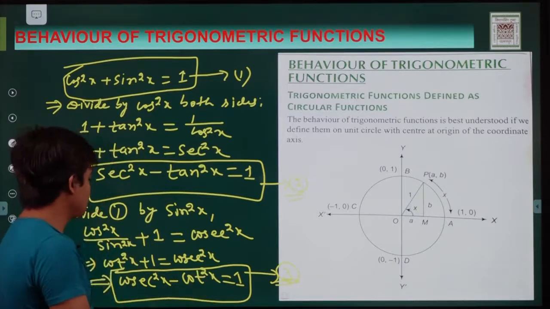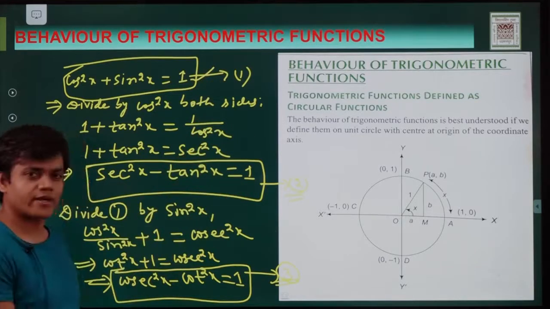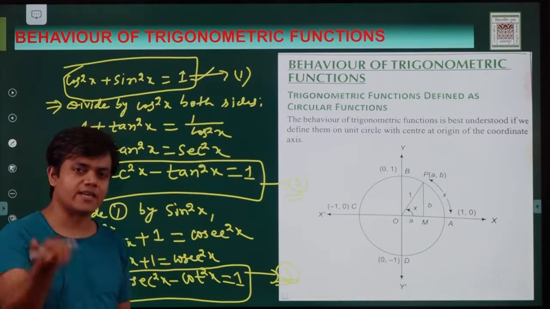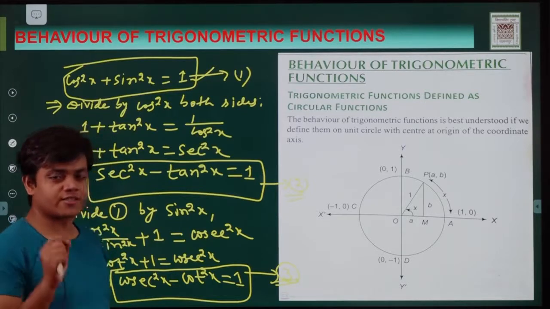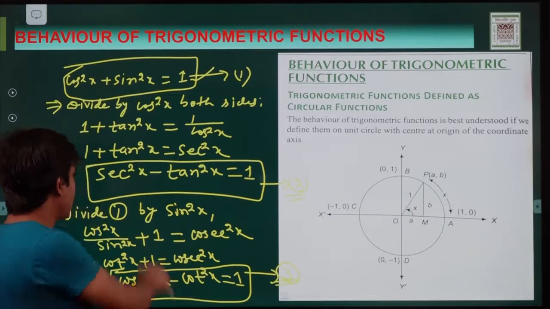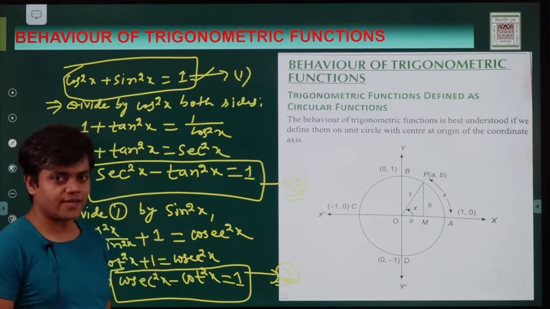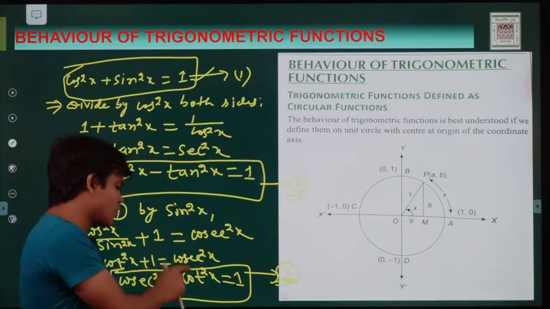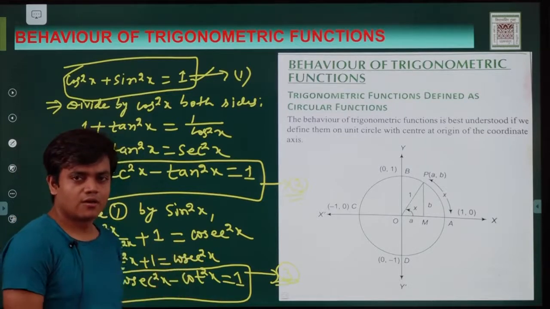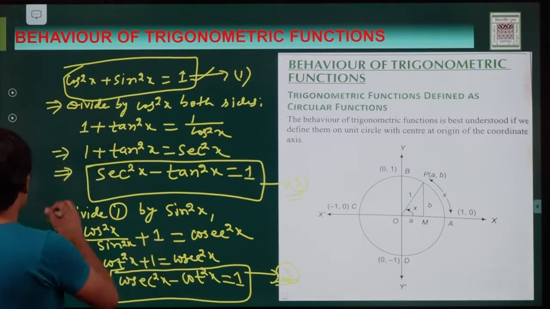So we should remember these three identities: sin square x plus cos square x is equal to 1 for any x. That's why this is not an equation, this is an identity. And sec square x minus tan square x is equal to 1. This is also an identity, true for any x. And cosec square x minus cot square x is equal to 1. So we should remember these results.